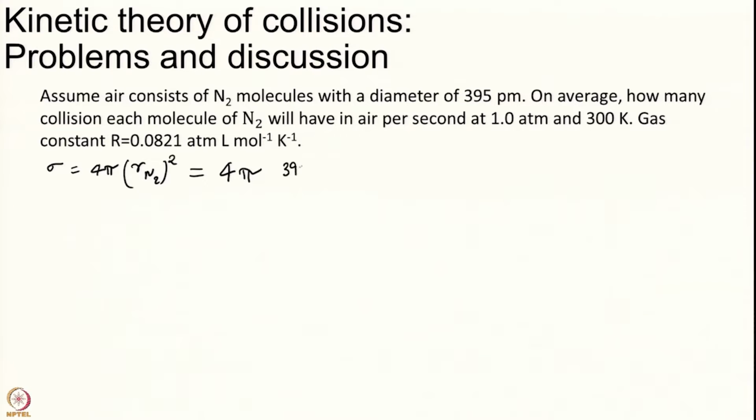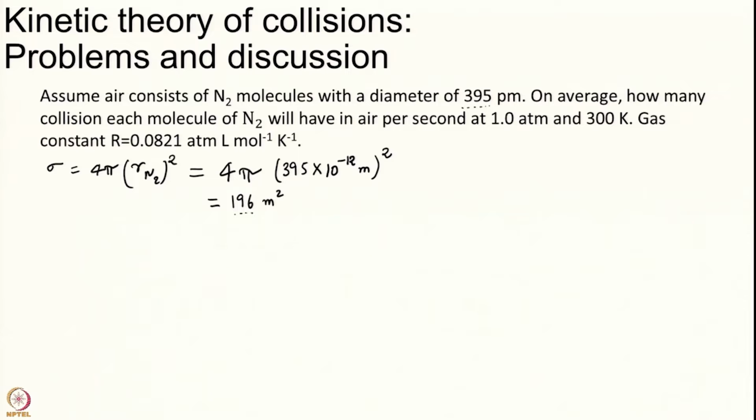395 picometer, with 1 picometer being 10 to the power of minus 12 meter, squared. I have calculated this out. This thing is equal to 196 meter squared. Just a quick note on how many digits you want to write the answer to. If you plug it into a calculator, you will of course get many more decimal places. But since my question had 3 significant figures, I have written the answer also in 3 significant figures. That is a general rule of thumb.